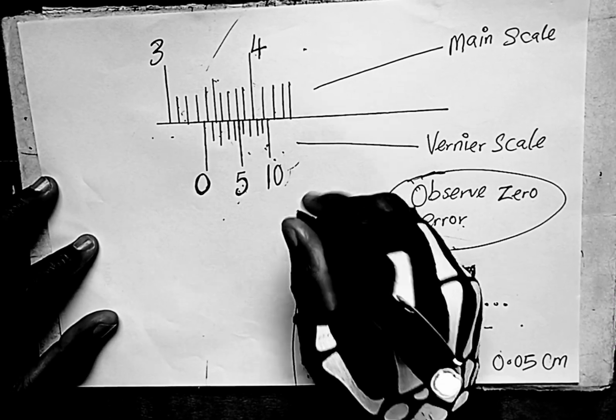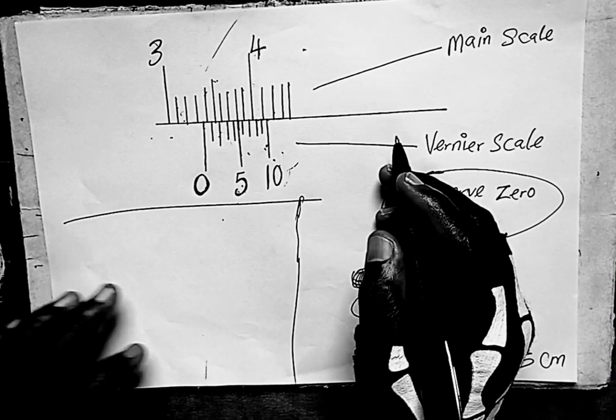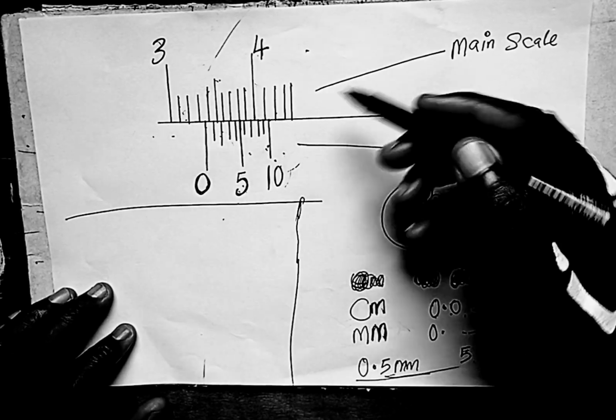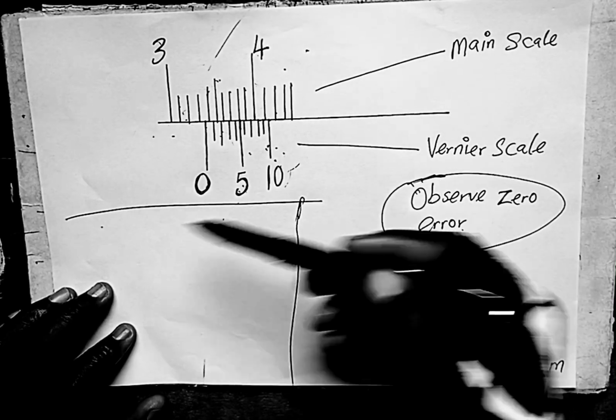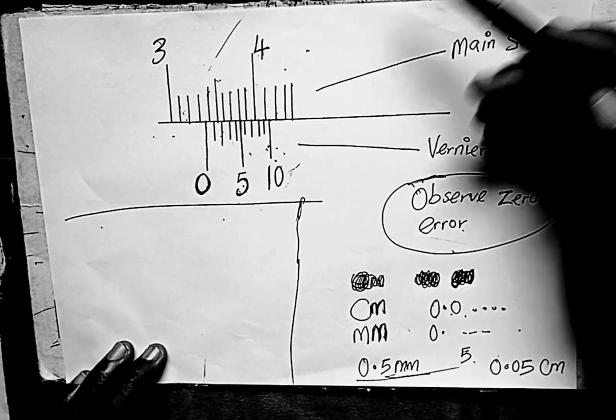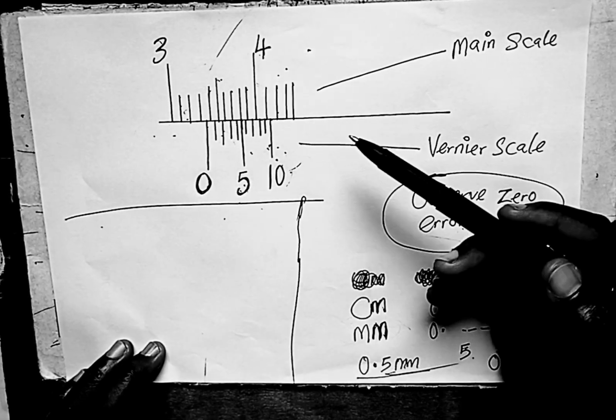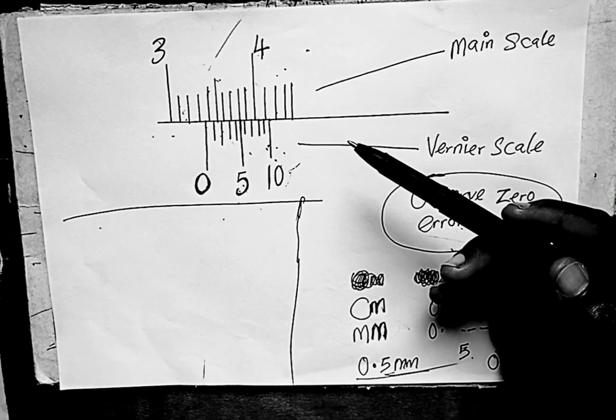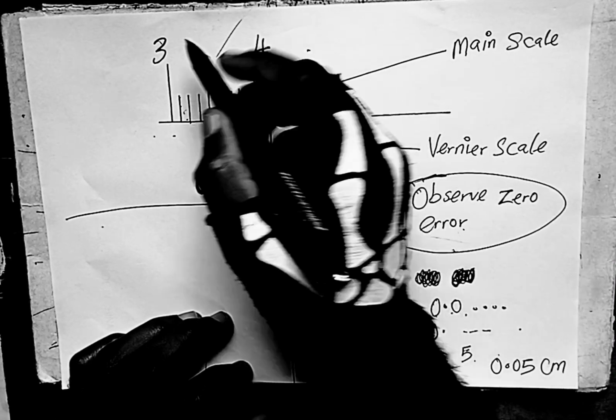So let's now apply it here. Reading the Vernier caliper is very easy. Just read the main scale and read the Vernier scale. You add the two values together and you get your answer. Read the main scale, read the Vernier scale, add the two values together and get your answer. Reading the main scale is very easy. We already have the figure here.